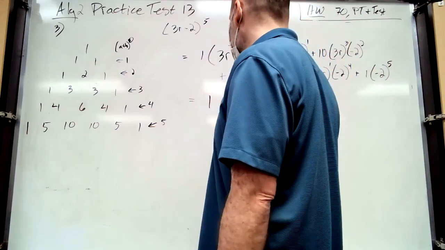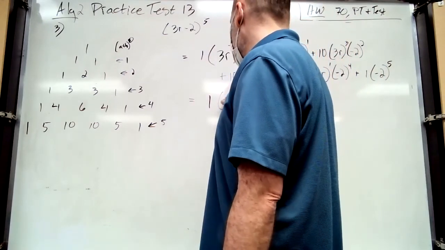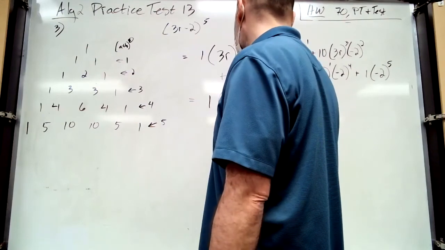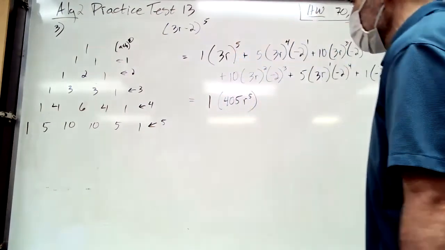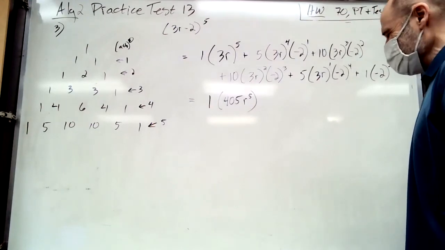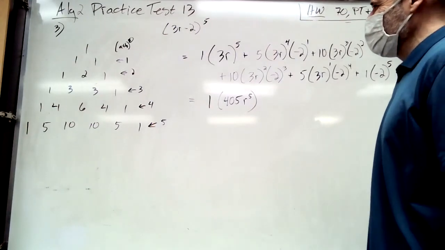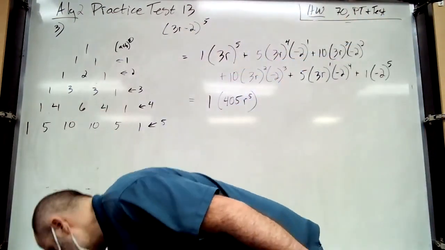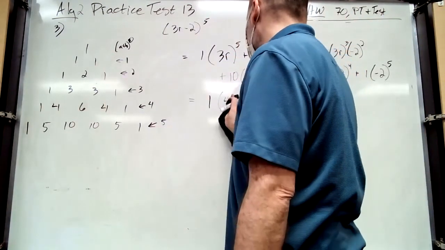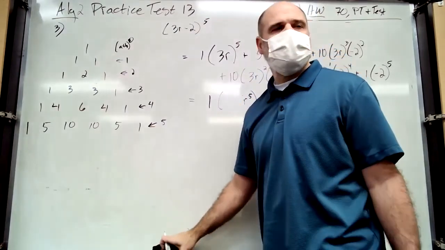You get 1 times 405 r to the 5th. Did I say 405? Isn't it 81 times 3? That's 243. So I did it wrong on the video anyway, which is good because you guys catch that? Oh my gosh. Okay, so this is 243. And then you get 5 times 81, that's 405.